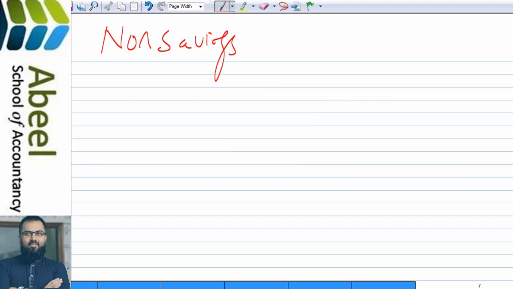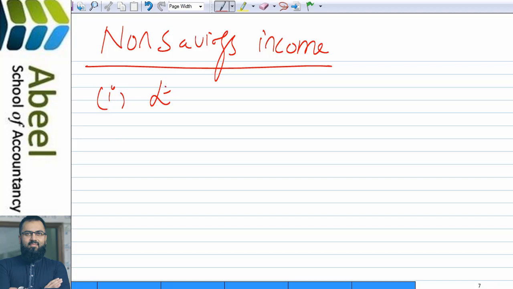Let me give you the examples of non-savings income. The first example is employment income. You may be thinking one question: why do we need to categorize incomes into non-saving, saving and dividend income?